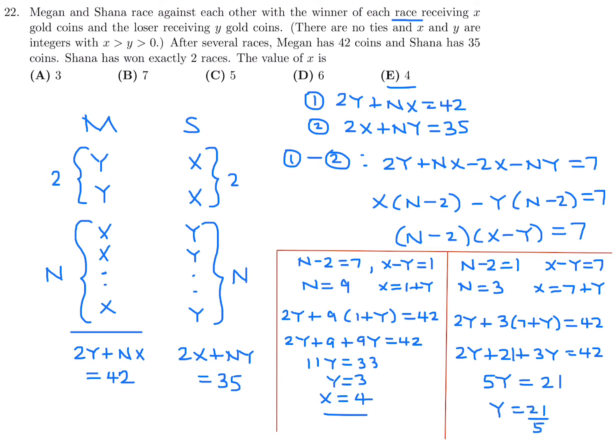Well, that's not an integer. X and y have to be integers, right? Because they represent a certain number of coins. They even say that in the question. All right, that means this scenario is no good. This is the only scenario that gives us valid integer values. Yep, so x is 4. And therefore, number 22, the answer is E.